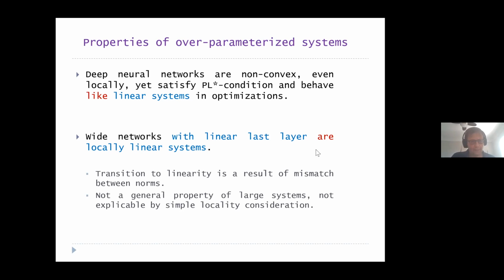It's not a general property of large systems; this last linear layer is necessary, and it's not explicable by these really simple locality considerations. And finally, it seems to be not necessary for optimization. So you can imagine the world in which this would not even be true, but still it happens. And to me, it's very suggestive because it says maybe a lot of these neural networks are really linear systems. They're essentially kernel machines, and maybe that's actually pointing us to the fact that in the end, maybe we can explain a lot of things by simply thinking about kernel spaces.